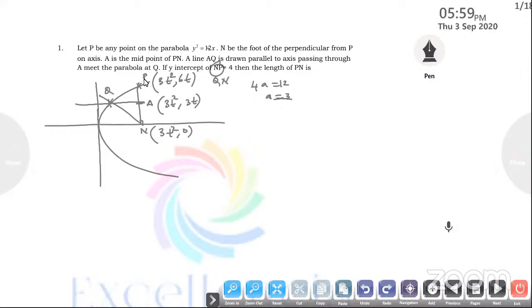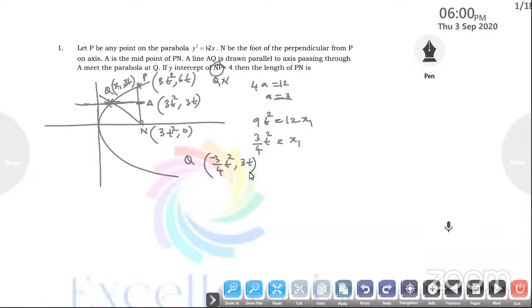So let us find out the point Q. Since it is a parallel line, the y coordinate of this point and this point will be the same. So let us take the point as (x1, 3t). Since the point lies on the curve, if I substitute here, y squared, that is 9t squared, is equal to 12 into x1. So I can get the value of x1. x1 is equal to 3 by 4 t squared. So the point Q is given by (3 by 4 t squared, 3t).